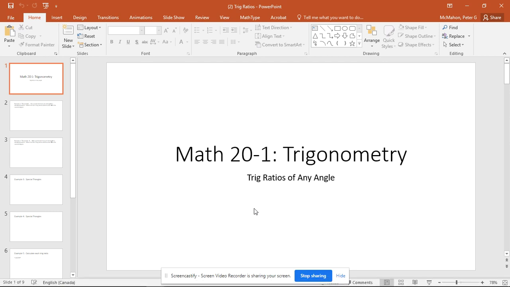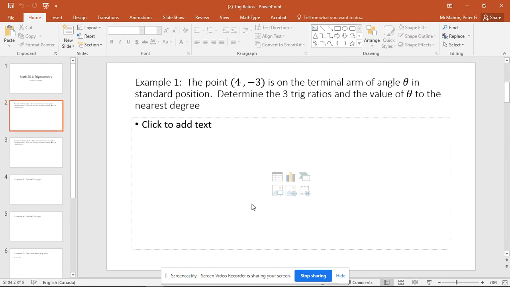So I want to quickly do a quick lesson on what's called trig ratios of any angle over here. So example 1 says the point 4, -3 is on the terminal arm of angle theta in standard position. Determine the 3 trig ratios and the value of angle theta to the nearest degree.